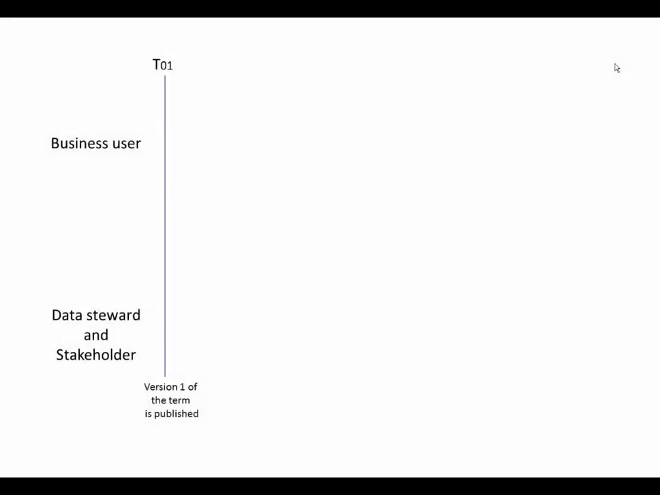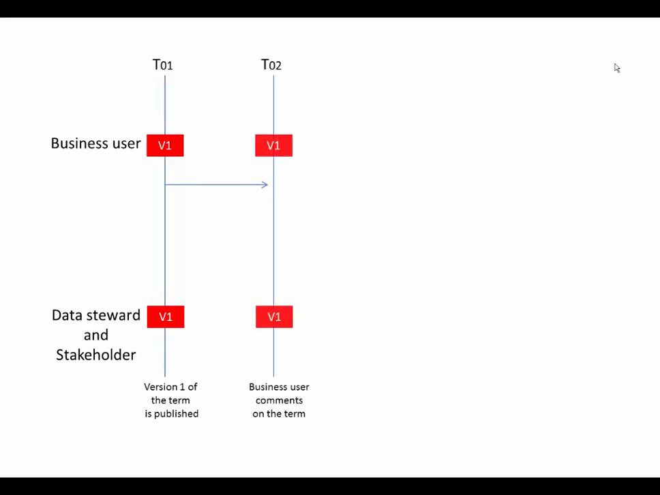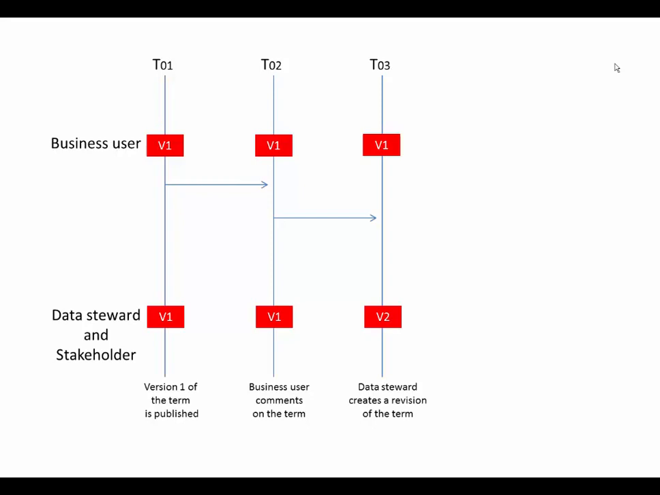This animation describes the timeline of events after a business term is published. Business users, data stewards, and stakeholders see the published version of the term. The business user adds a comment to the current version of the term. To update the properties of the term based on the comment, the data steward creates a revision. The data steward and stakeholders see the new version of the term. The business user continues to see the current published version.